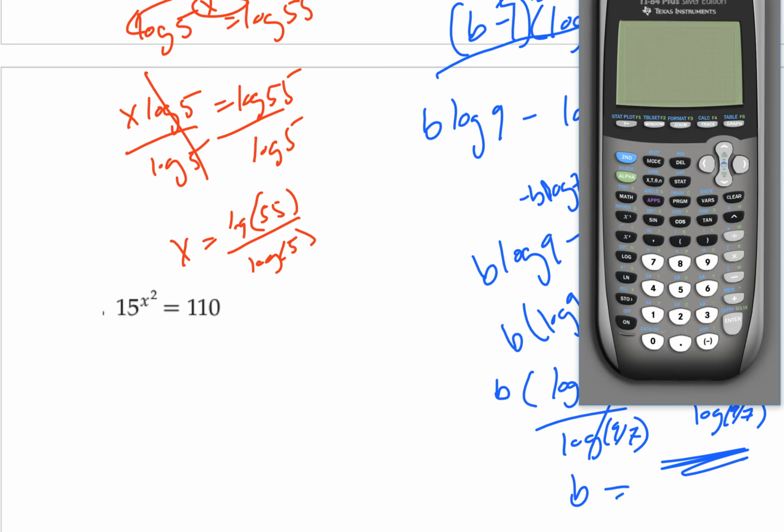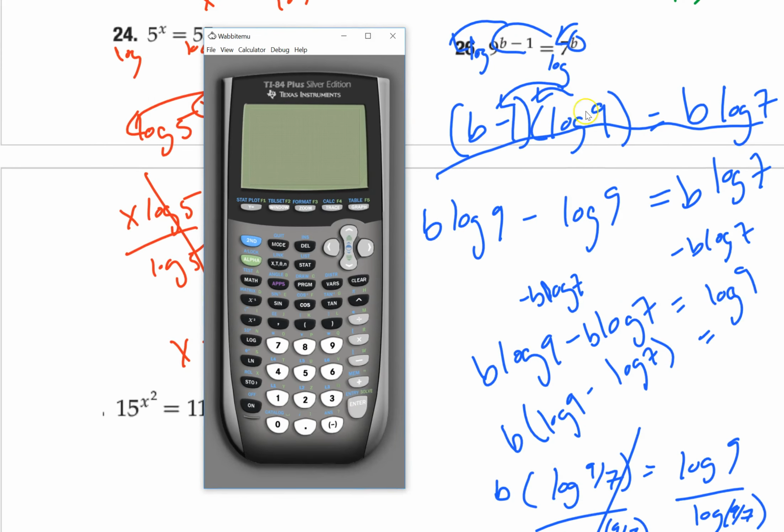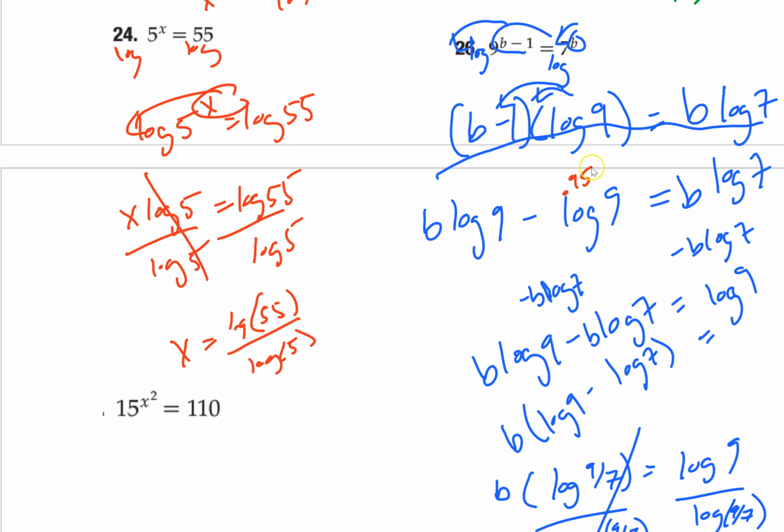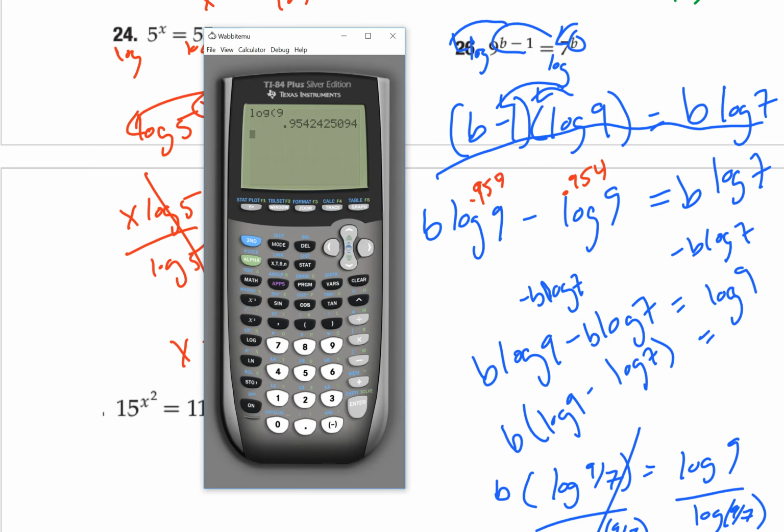What's the other way to do it? Well, using your calculator, once you got to this first step right here, you figure out what log of 9 is. So if you prefer, you can work with decimals. This would be 0.954. And let's see what log of 7 is. Log 7 would be 0.845.